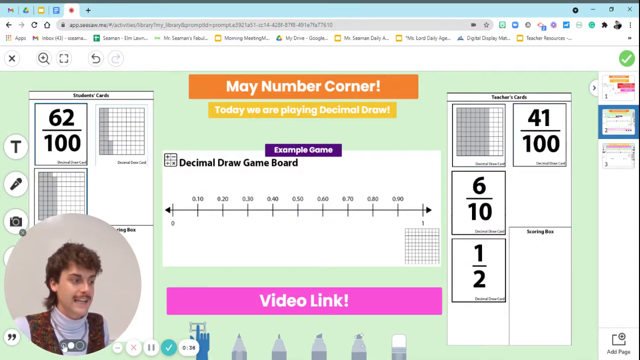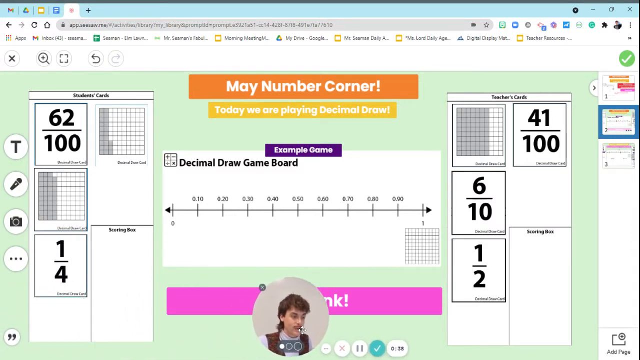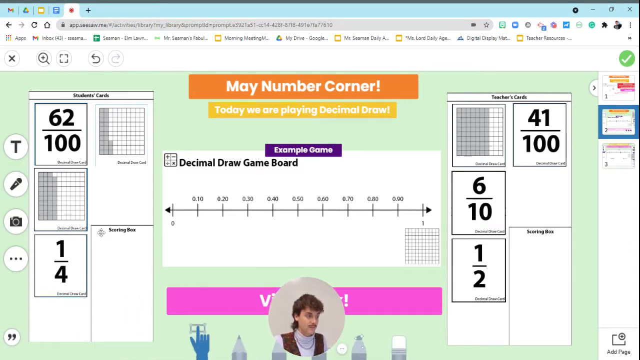Remember that for each team, it's going to be the teacher on the right side and the student on the left side. Each person has 4 cards: the student has 1, 2, 3, 4, and the teacher has 1, 2, 3, 4 cards. You are going to represent on this decimal draw game board the amount that each decimal draw card shows, both as a fraction and as a decimal.